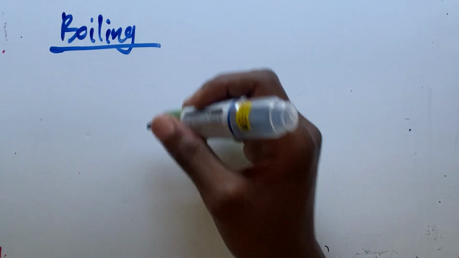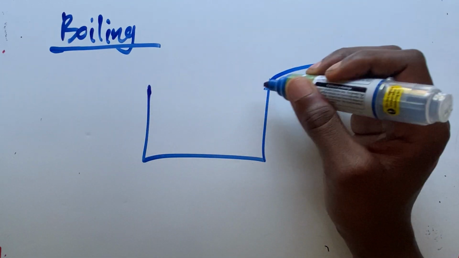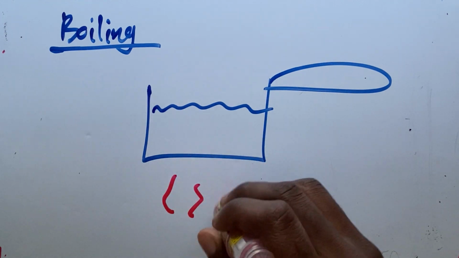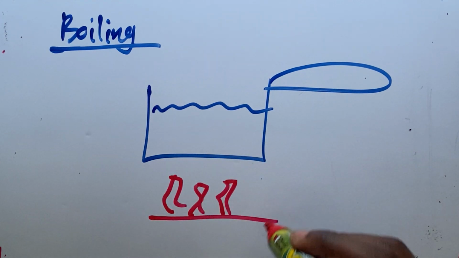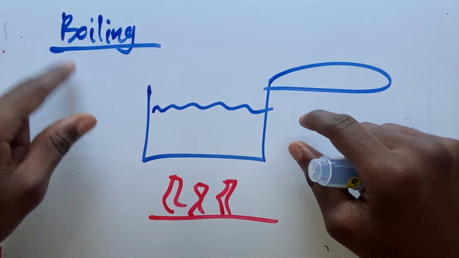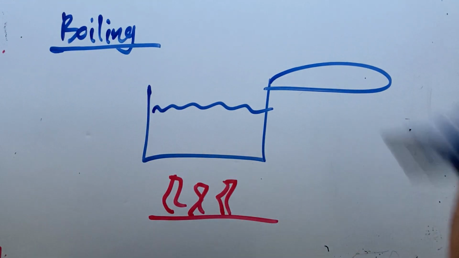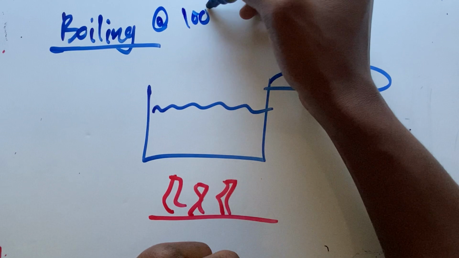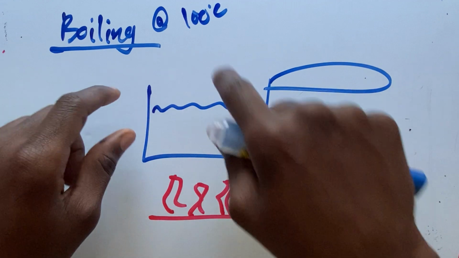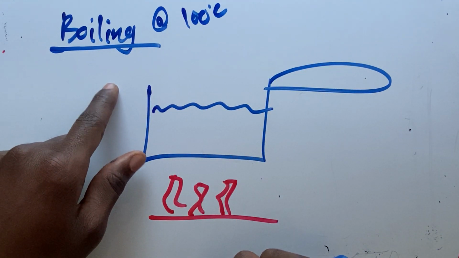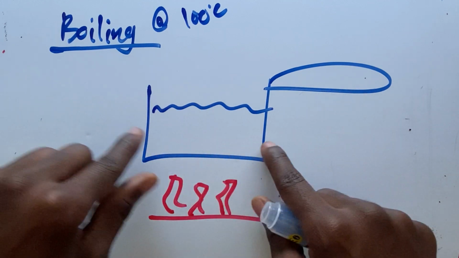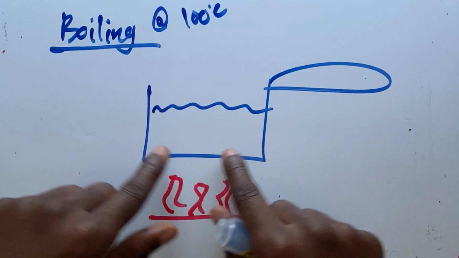Boiling. So we got some pot here. It has some water. And here's our flame. So we know boiling basically begins to happen at 100 degrees Celsius, right? So boiling begins to happen at 100 degrees Celsius. So basically the water on the bottom of this pot here is actually what's beginning to boil.